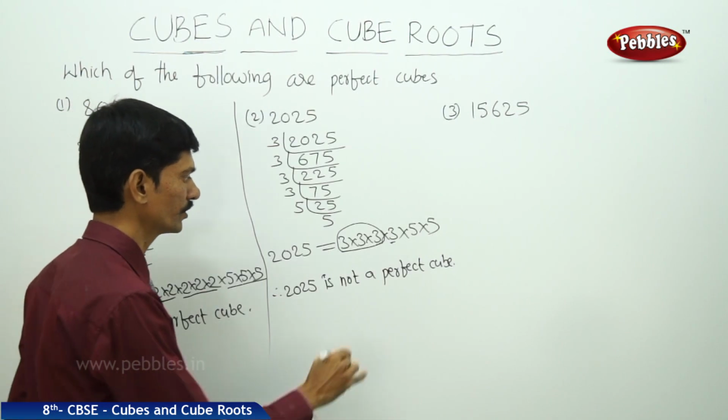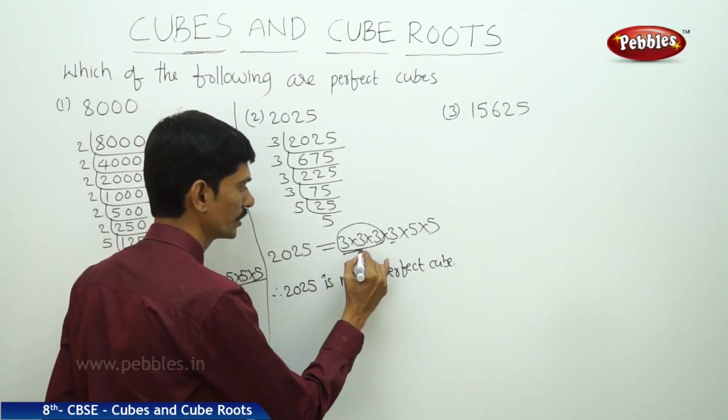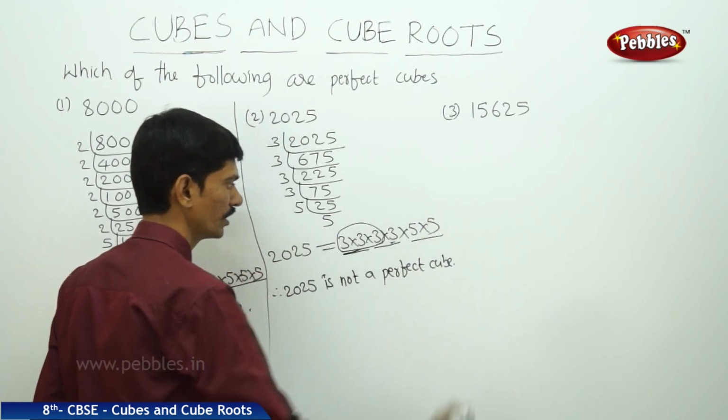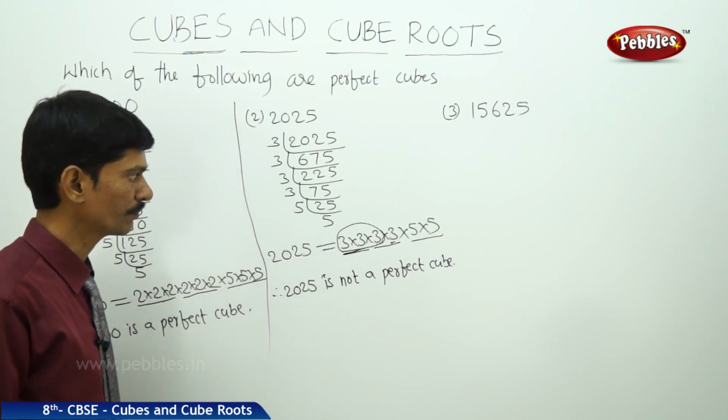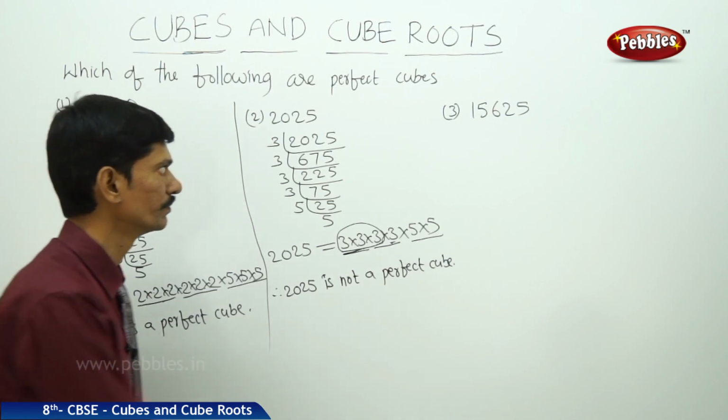But here we can observe that it is a perfect square, because 3 into 3 is in a pair, again 3 into 3 is in a pair, again 5 into 5 is in a pair. So each prime factor appears in a pair. So it is a perfect square but not a perfect cube.